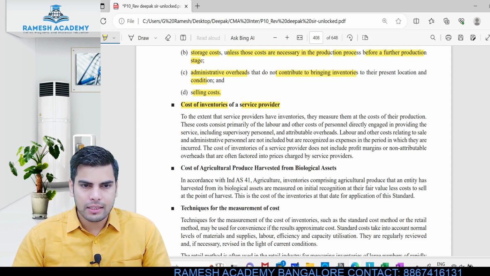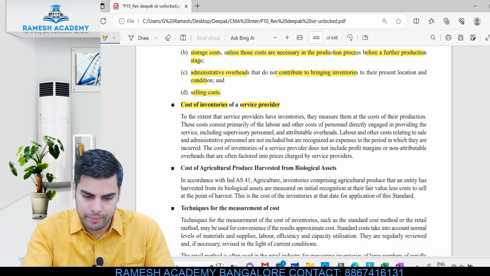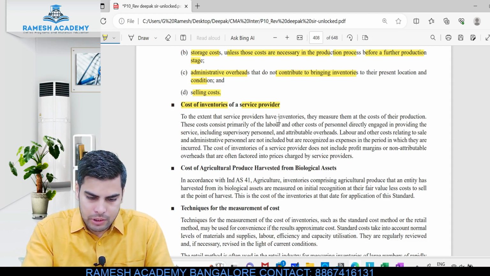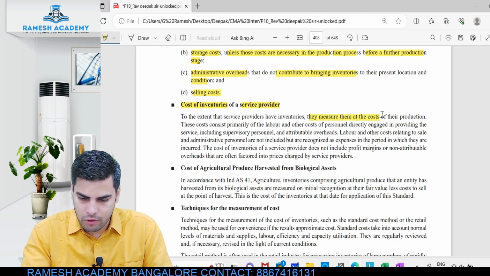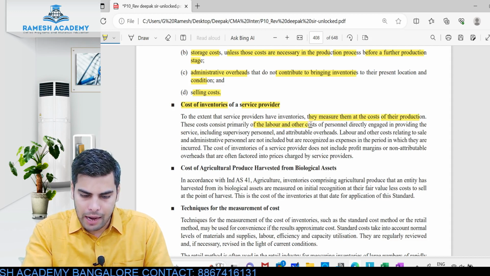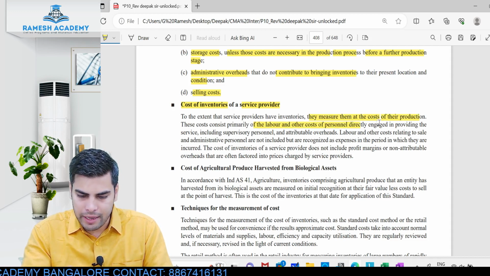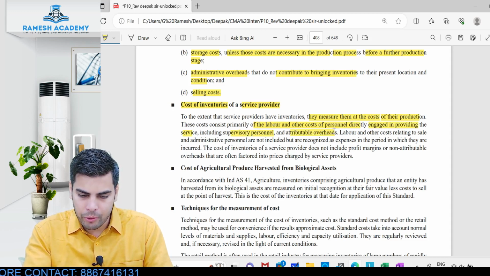Okay, let's understand this. When it comes to service providers, how exactly are we going to value their inventory? To the extent that service providers have inventory, they measure them at their cost of production. So the cost consists primarily of the labor and the other cost of personnel directly engaged in providing those particular services, including supervisory personnel and attributable overhead.